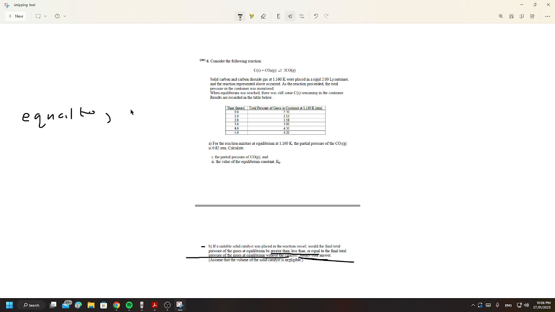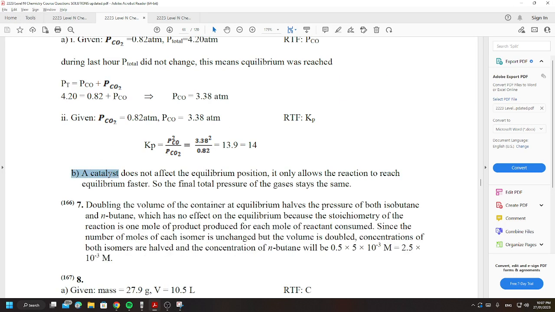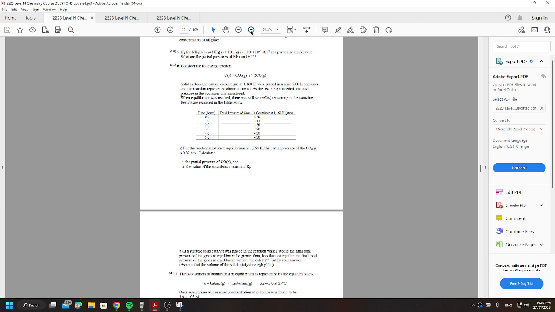And why? It's because a catalyst only speeds up the reaction rate. Or gives an alternative path for a reaction. Let's check their answer. A catalyst does not affect the equilibrium position, it only allows the reaction to reach equilibrium faster, so it affects the rate. So the final total pressure of the gases stays the same. Easy. Okay.